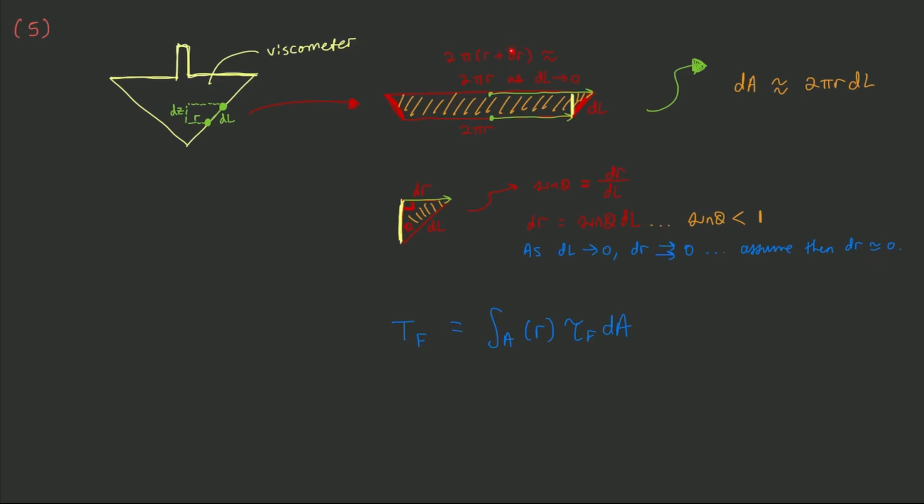Now, if dr is 0, then the length of this top segment is simply 2 pi r. So as dl approaches 0, this little oblong strip approaches a rectangle. And what's the area of a rectangle? Well, it's 2 pi r times dl. So dA, we could just say, is approximately 2 pi r dl. So this is definitely one of the more confusing parts of this problem.